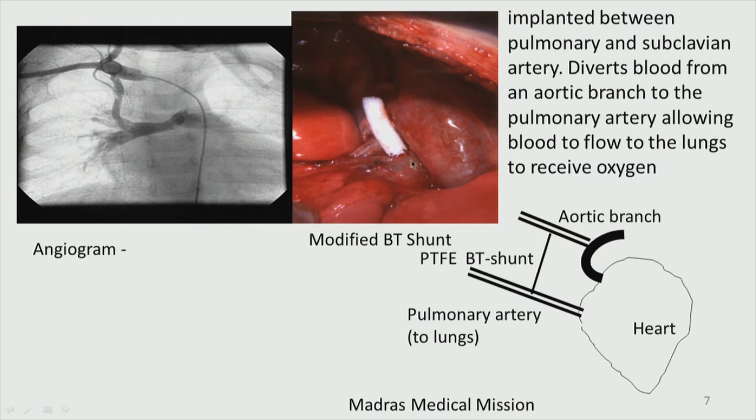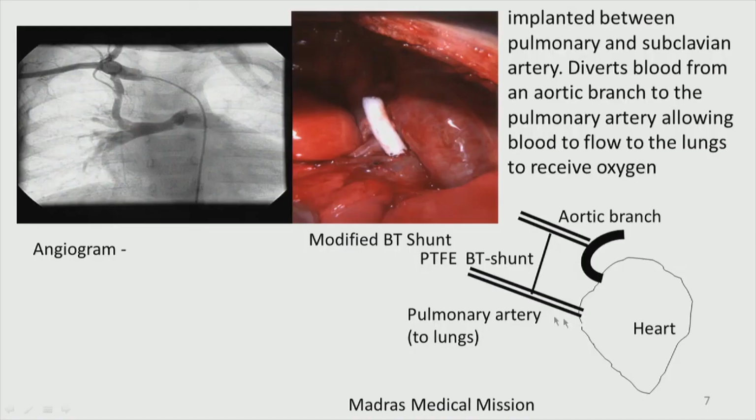Okay. Now, one problem with this is as the baby grows, the rest of the body grows, but this PTFE shunt size remains the same. This could be in the millimeter range. So, they may have to conduct another operation to have a bigger diameter shunt. So, that is a big problem here. They do this because the babies may be too small to conduct an open heart surgery.